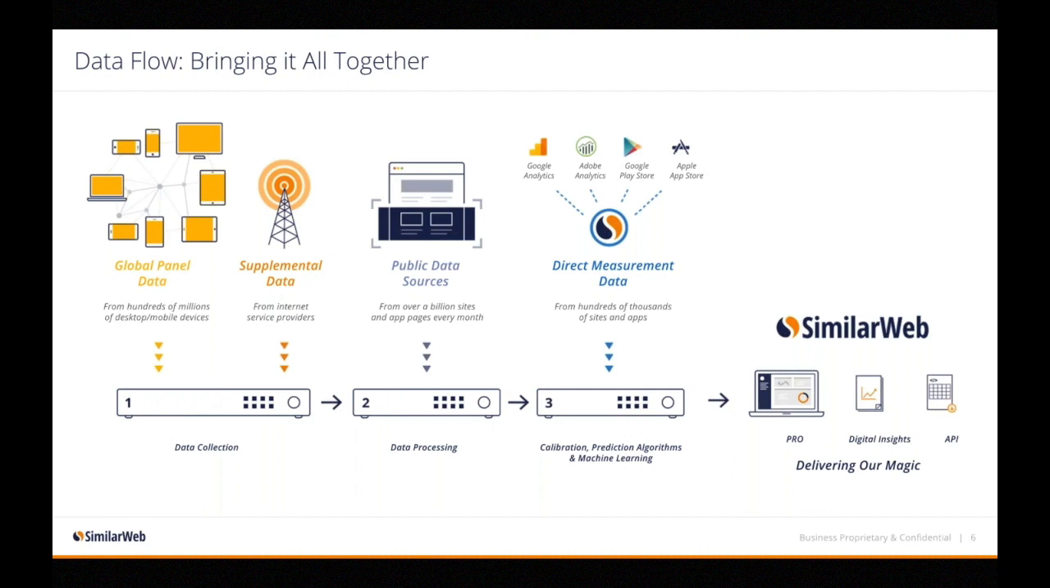Our first group is the global panel data, the second is the supplemental data, third, public data sources, and then lastly, the direct measurement data. So these are the 4 groups of data sources that we collect, and I'm going to quickly go through each source. It really all begins with collecting digital behavior at massive scale.